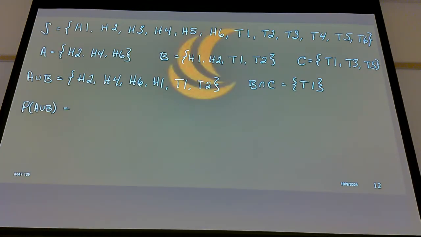So probability of A union B. How many elements are there in A union B? How many outcomes do we have? 6. Out of how many total? 12. It's a 1 in 2 chance, which is a 50% probability.